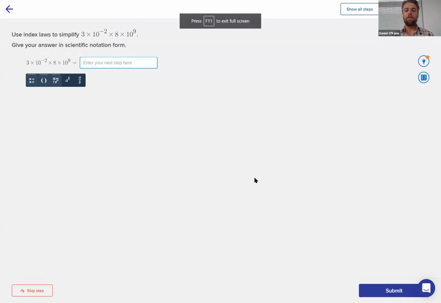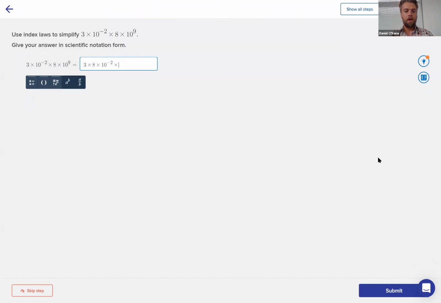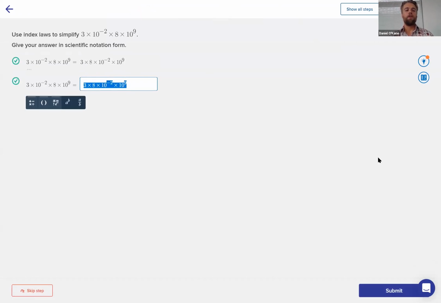Now I can start to use some of the index laws from last week to simplify, and then I can use scientific notation to get the answer. So using index laws to simplify this, how I would tackle the question, you could do this another way, but I'm going to group the numbers together, 3 times 8, and then I'm going to have 10 to the power of negative 2 and 10 to the power of 9. So then 3 times 8 is 24. So I can just write that as 24.